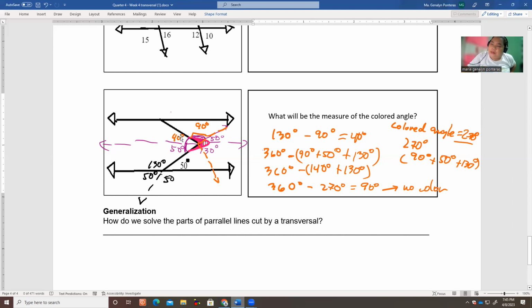Okay, so inisip ko na itong 50 and this one are complementary angles because this one is acute and this one is acute. So two acute angles form 90 degrees from here. No? I assume that the two acute angles form 90 degrees.